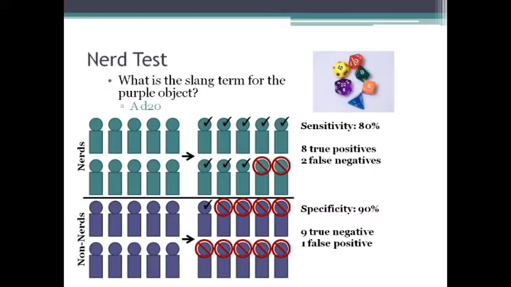And in the last video, I constructed a nerd test for my nerd party. This particular test, to make sure that only nerds arrived at my party, had a sensitivity of 80%. 8 out of 10 nerds got it correct, and a specificity of 90%. 9 out of 10 non-nerds got it incorrect. So how did I do? Is this a party that really is filled with nerds?